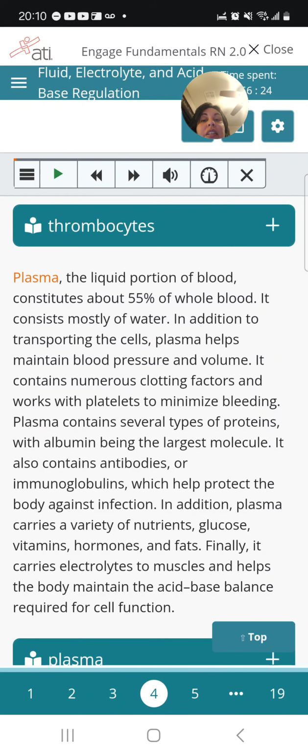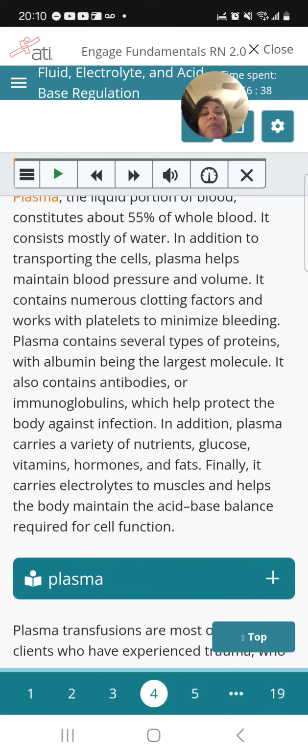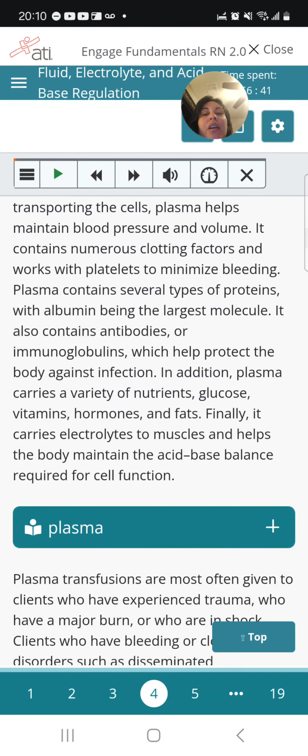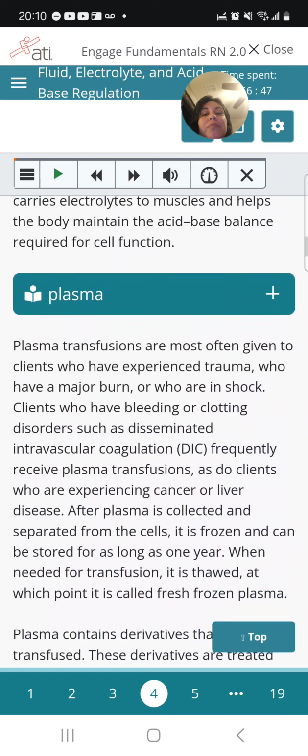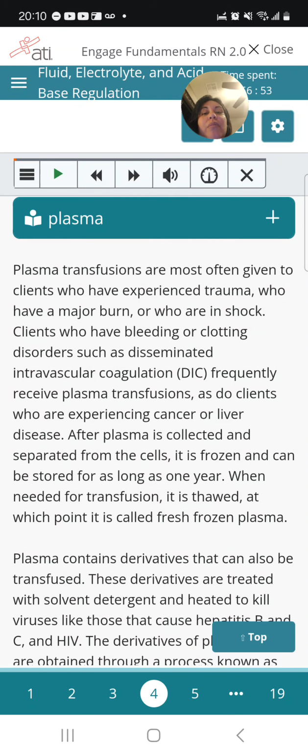Plasma, the liquid portion of blood, constitutes about 55% of whole blood. It consists mostly of water. In addition to transporting the cells, plasma helps maintain blood pressure and volume. It contains numerous clotting factors and works with platelets to minimize bleeding. Plasma contains several types of proteins, with albumin being the largest molecule. Plasma transfusions are most often given to clients who have experienced trauma, who have a major burn, or who are in shock.